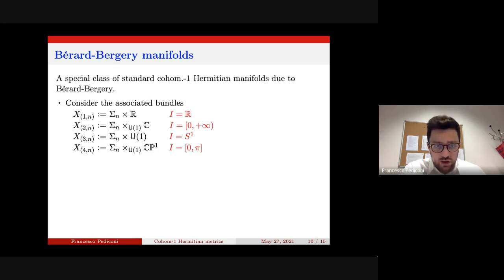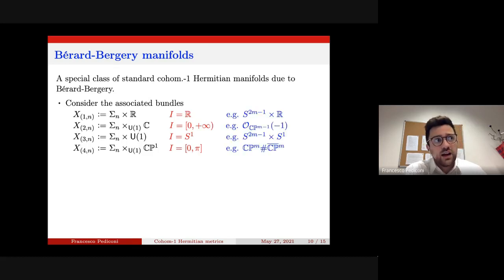Here what you get is a non-compact space with one singular orbit. The third one is nothing but the product of Sigma_n cross the circle, while the last one is the associated bundle of Sigma_n by means of the standard action of the circle on CP1.